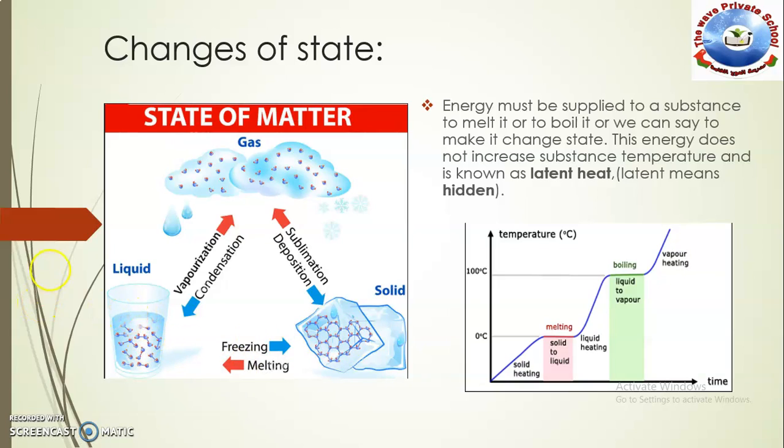When liquid changes its state and becomes a gas, then this change of state is called vaporization, where liquid becomes gas. When a solid changes its state and directly becomes a gas, then this process is called sublimation.